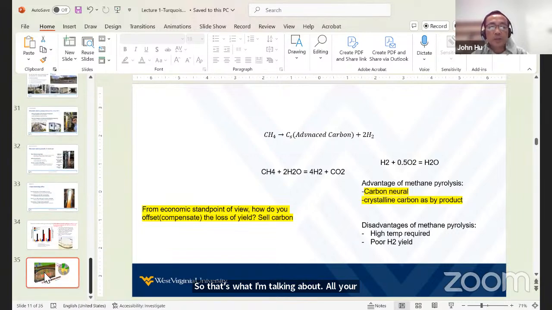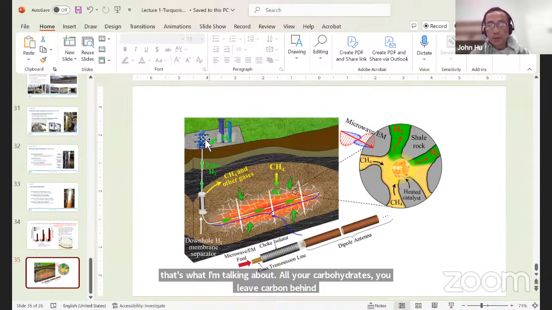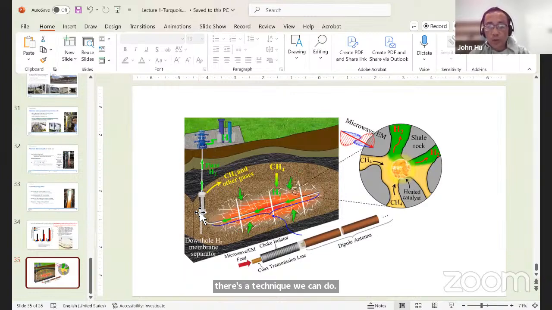There's a technique you can do. You see the drilling, all right? You can drill vertically, horizontally. We can have methane pyrolysis underground. So basically, you introduce a so-called microwave onto the ground, into the shale gas. You can still drill, but do not pump the shale gas. Instead, we do the methane pyrolysis here, and the gas comes out, and we leave carbon behind.